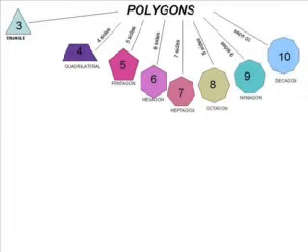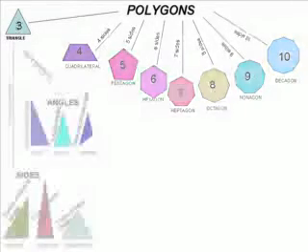The heptagon has 7 sides and 7 angles. The octagon has 8 sides and 8 angles. The nonagon has 9 sides and 9 angles. And finally, the decagon has 10 sides and 10 angles. Each one of these polygons is a closed figure, and their sides are all line segments.